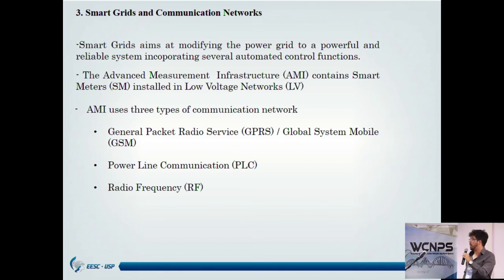Smart grids aim to modify the power grid into a powerful and reliable system, incorporating several automated control functions. The advanced metering infrastructure contains smart meters installed in low voltage networks. AMIs generally use three types of communication networks: general packet radio service, or global system for mobile, power line communication, and radio frequency.